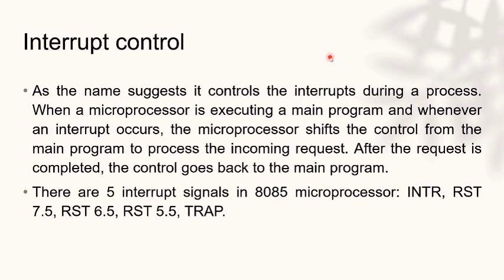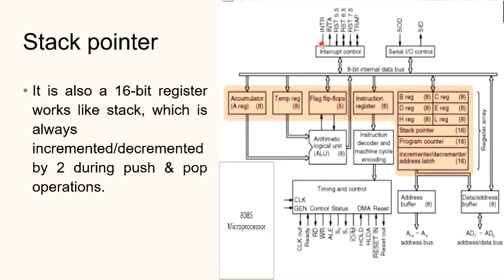And we are going to have 5 interrupt signals in the 8085 microprocessor. INTR, RST 7.5, RST 6.5, RST 5.5, trap. Okay. You are able to see here, right? INTR, INTA bar. We will discuss in another tutorial about inner components. And RST 5.5, RST 6.5, RST 7.5 and trap.